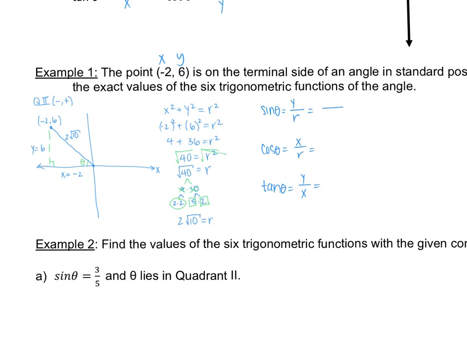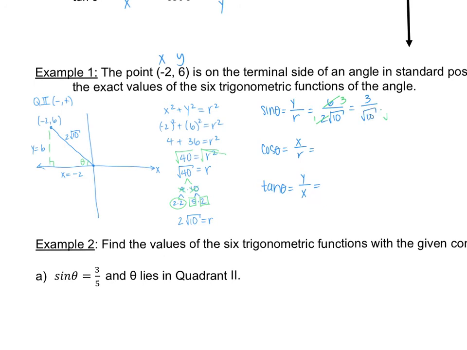So for sine, I have y. Our y here is 6. So I'm going to put 6 on top, and my r here, my radius, is going to be 2 root 10. So when I'm solving this out, I notice that 6 and 2 cancel. They both are divisible by 2, so this would end up being a 1, and this would be a 3. So then I would have 3 root 10, but I can't have a root in the bottom.